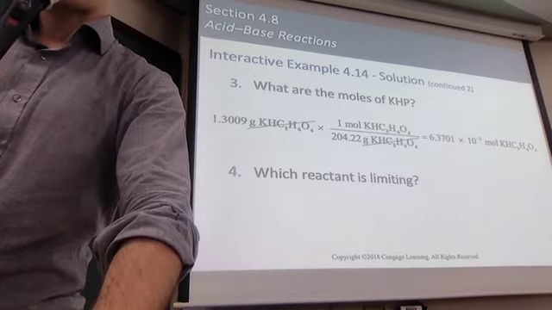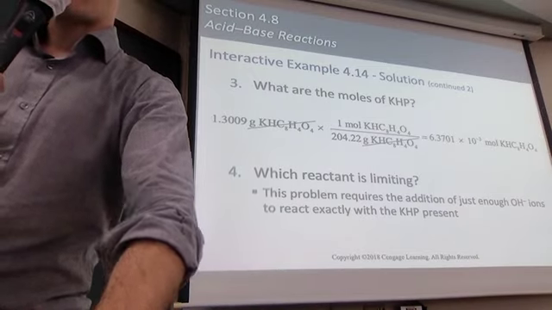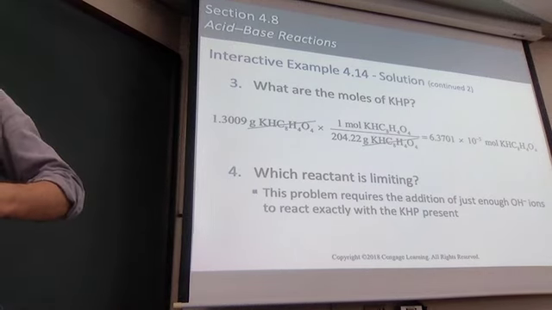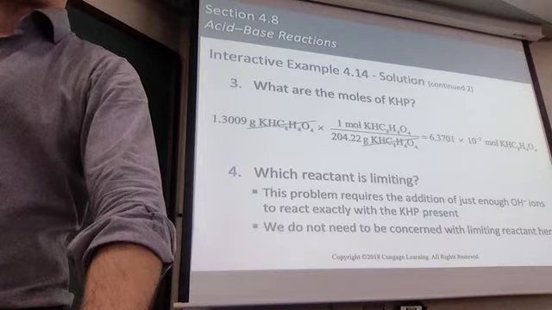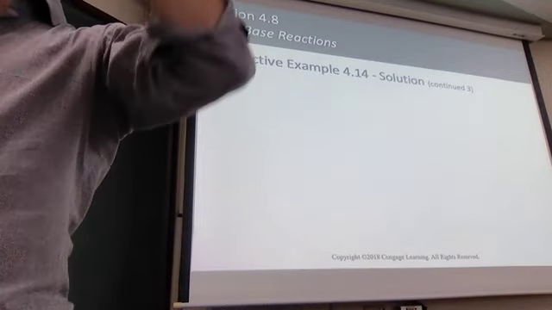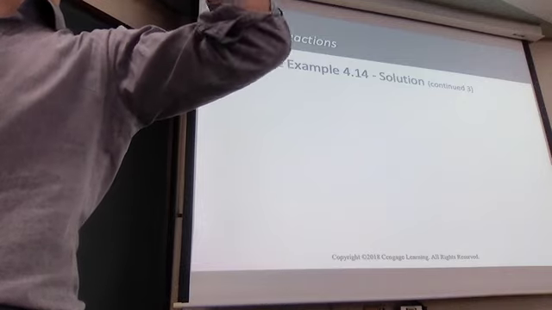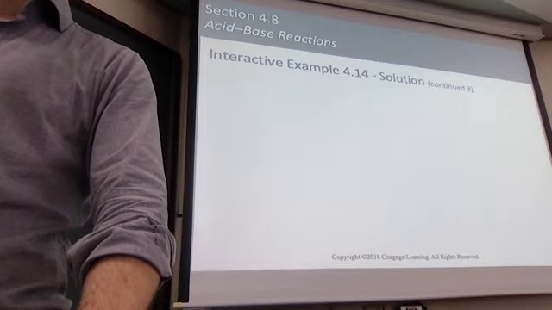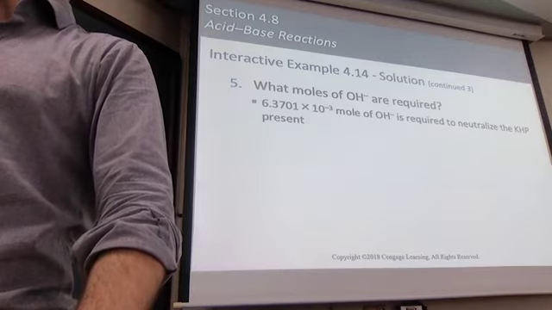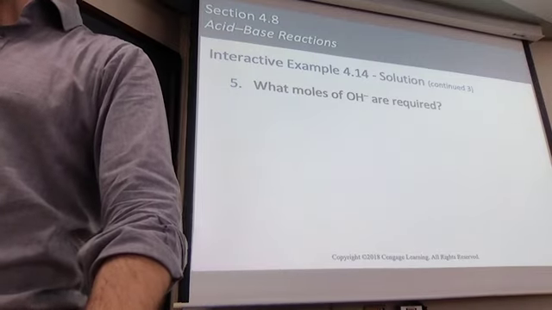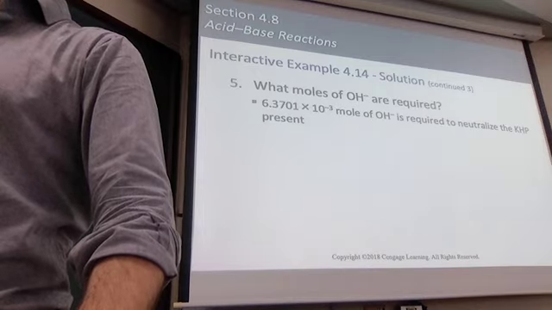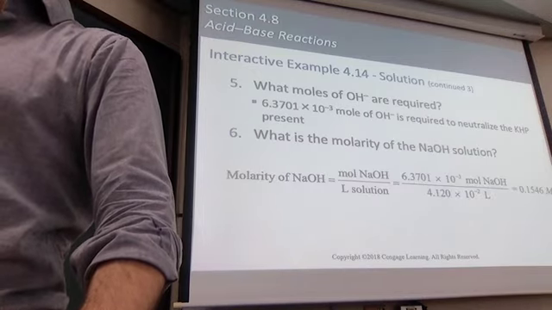And now we can consider the limiting reactant. For this, we require the addition of enough hydroxide to exactly cancel the KHP, which means it's a quantitative reaction and we don't need to be concerned with that. That's the idea of titration, that we exactly reach the point where we have a quantitative stoichiometric reaction, so nothing is limiting. And what are the moles of hydroxide required? Well, we need exactly the same amount, right? We had 6.37 millimoles of KHP, so we need exactly the same amount of hydroxide to neutralize.